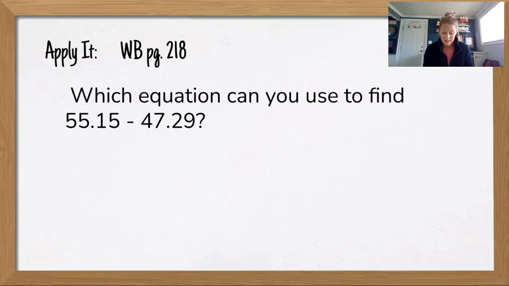All right, this is problem 8. This is multiple choice, so after I read it, it's going to pop up. Which equation can you use to find 55 1500 minus 47 2900? So this is where you have to think about what is the opposite of subtraction. Yep, you're right, it's addition. So which addition problem will help us solve this subtraction problem?